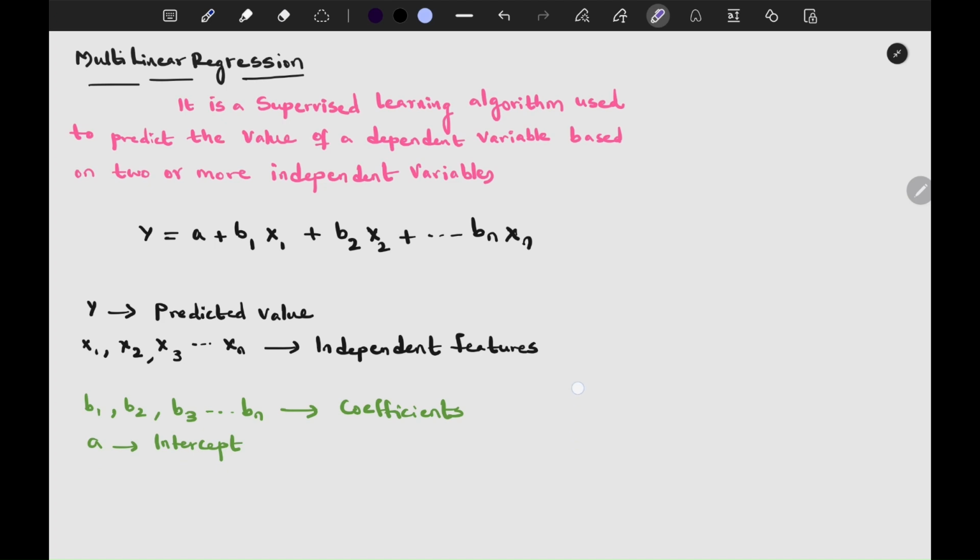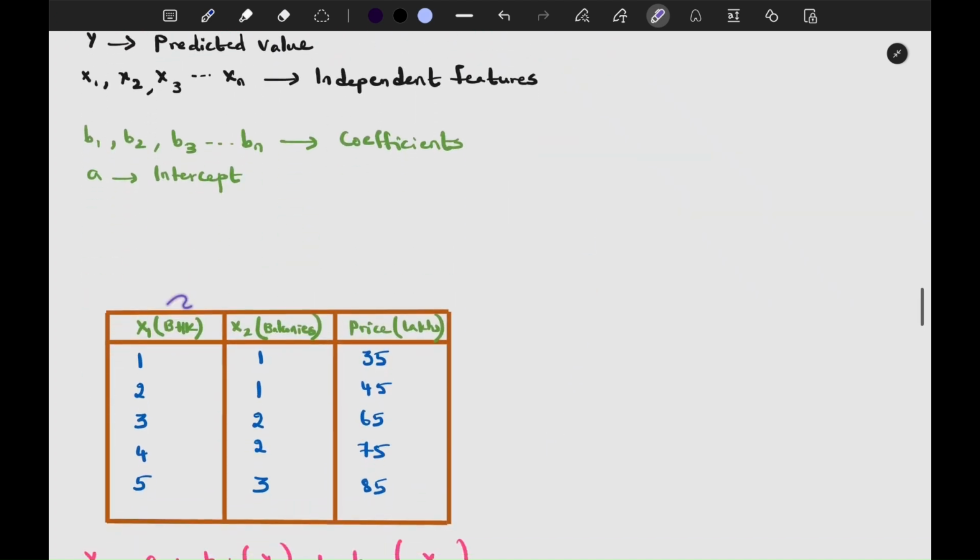Let's take a data set that includes the number of bedrooms, the number of balconies and the price in lakhs. If you see here, one bedroom with one balcony is 35 lakhs. Similarly, two bedrooms and one balcony cost 45 lakhs. Three bedrooms and two balconies are 65 lakhs, four bedrooms and two balconies are 75 lakhs, and five bedrooms and three balconies are 85 lakhs.